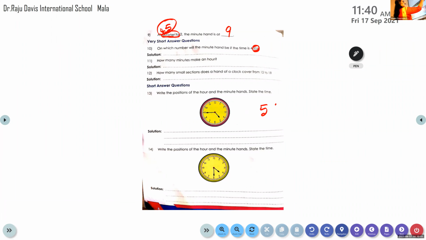That's what I told. If you are feeling difficulty, you can do like this. 20 is the minute given. You have to multiply with 5 and find out the middle one, 4. The minute hand should be at 4. When the minute hand will be at 4, the time will be 20 minutes.